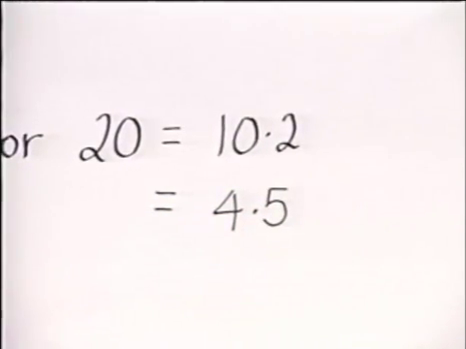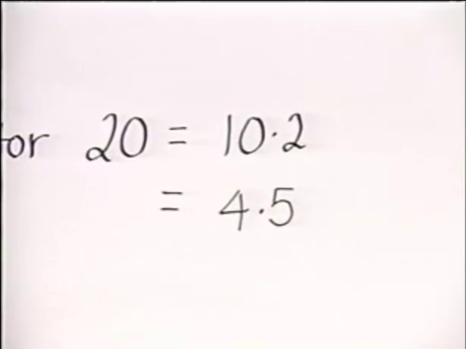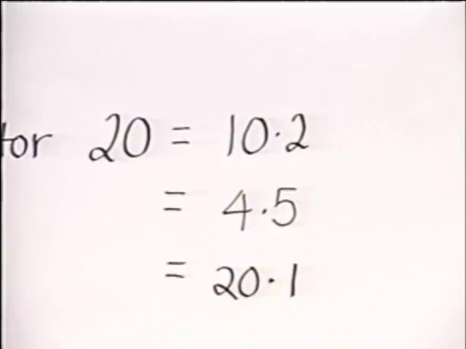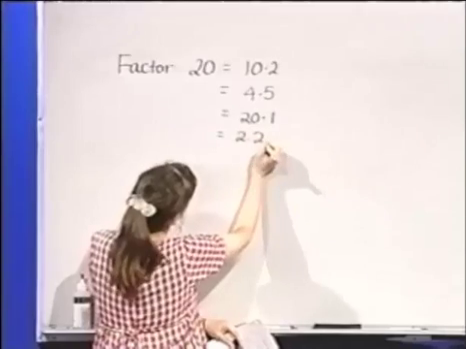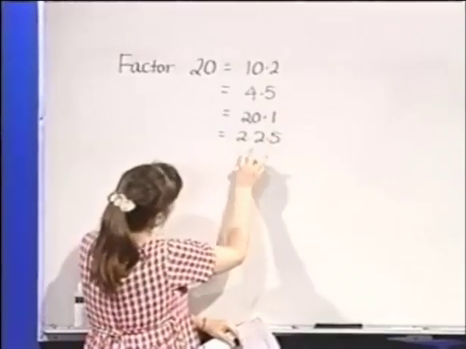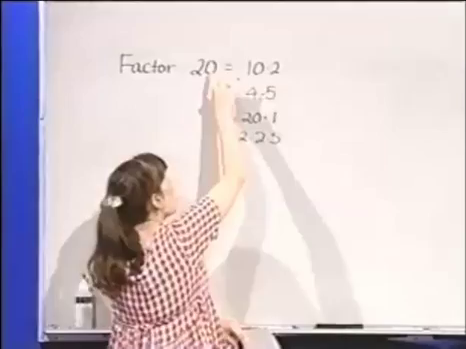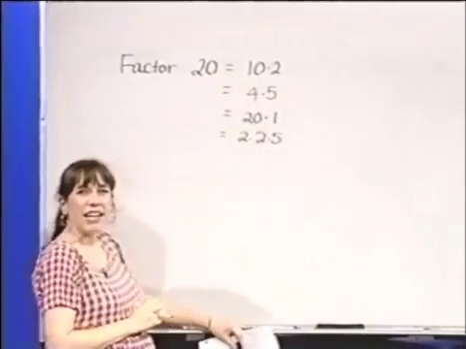Any other ways to factor 20? 20 times 1. What else? Oh, we could do something like this. 2 times 2 times 5. Let's check. 2 times 2 is 4, times 5 is 20. So there are several ways that we can factor 20.